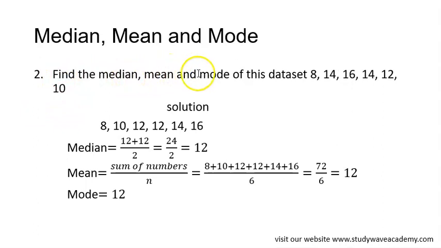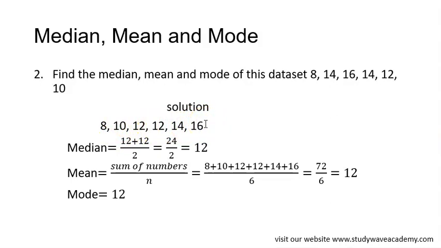Find the median, mean, and mode of this data set: 8, 14, 16, 14, 12, and 10. First, what do you do? You arrange in ascending order. You start from the smallest to the biggest. So 8, 10, 12, 12, 14, 16. Have you arranged those? Good.